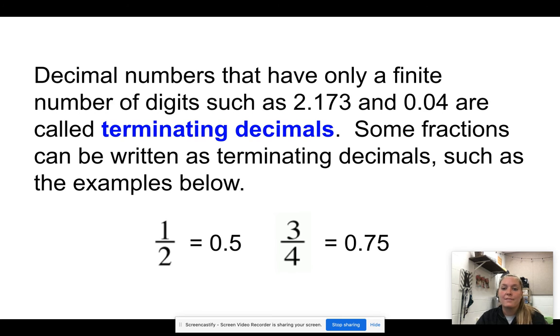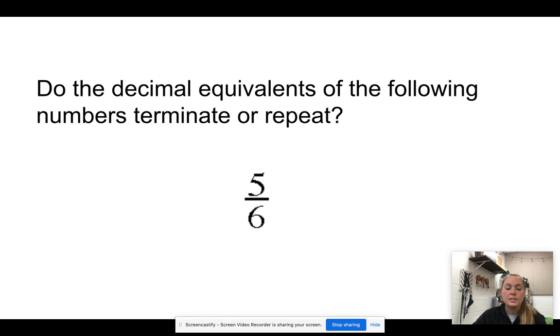Decimals that have only a finite number of digits are called terminating decimals. Some fractions can be written as terminating decimals like below. 1/2 can be written as 0.5. There's nothing after the 5, and there's no vinculum above the 5. That means this is a terminating decimal. 1/2 written as a decimal terminates. 3/4 also terminates because 3/4 is equivalent to 0.75, 75 hundredths. There is no vinculum above either of those digits, and there's nothing after the 5. Those terminate.